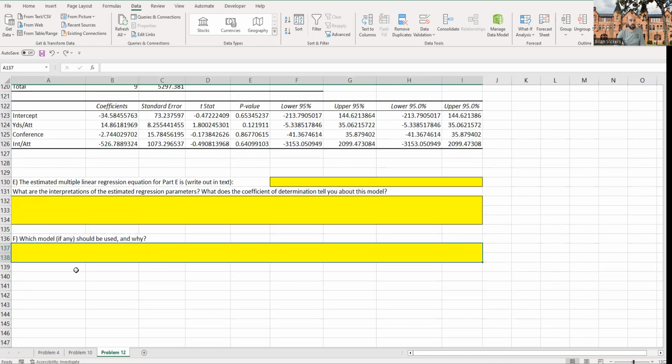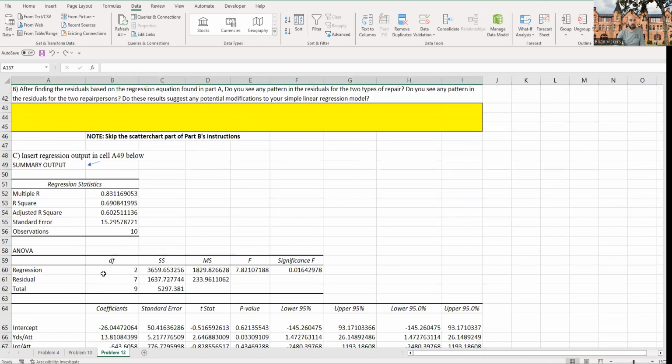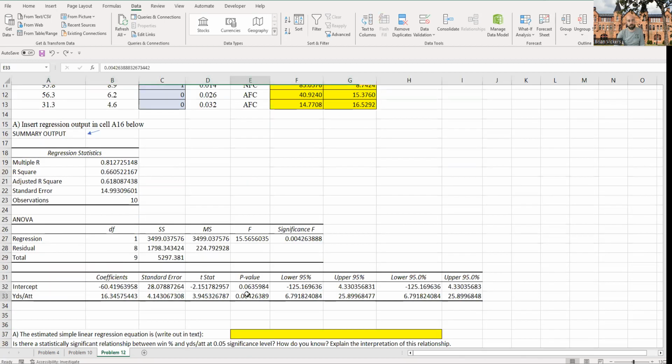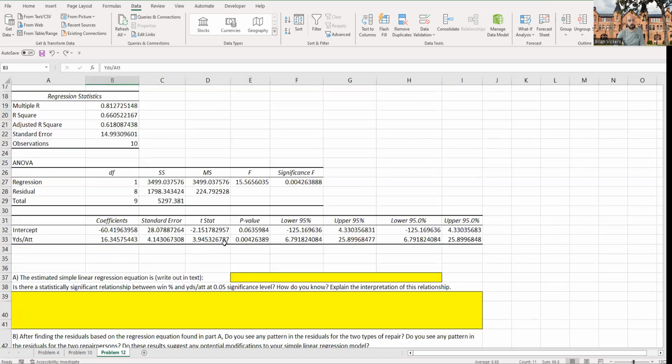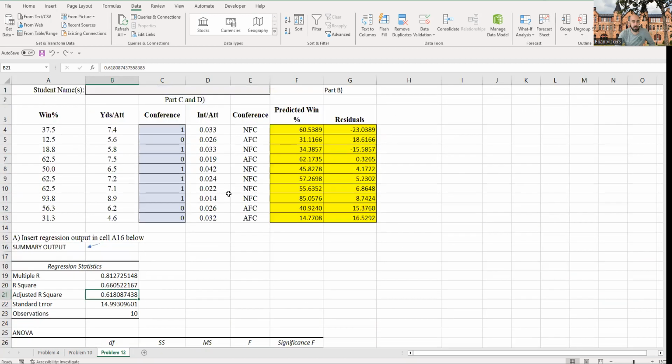So if it asks you which model, if any, should be used and why, the only one to pass the p-test, the significance test right here, is the very first one. The yards per attempt is the only one where the p-value remained under 0.05 during every iteration of the modeling. It's the only one where the entire model passes the significance test, and it has the highest R-squared and adjusted R-squared value. So for those reasons, you would pick just this one.